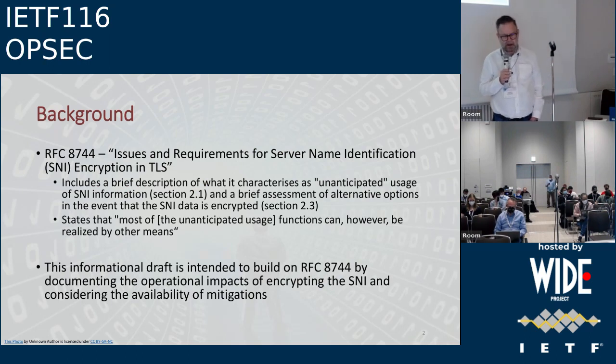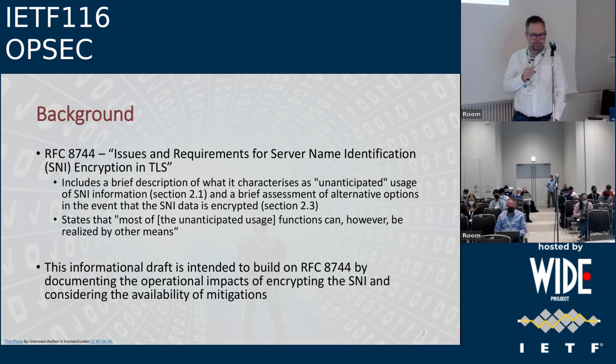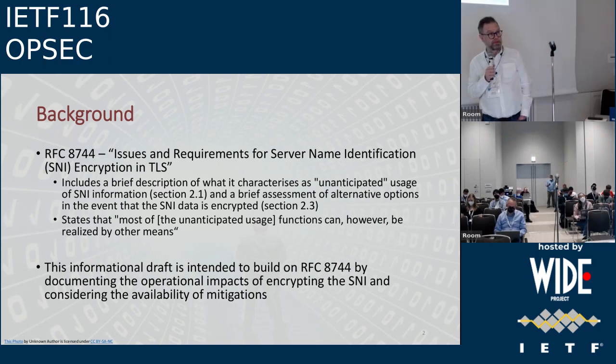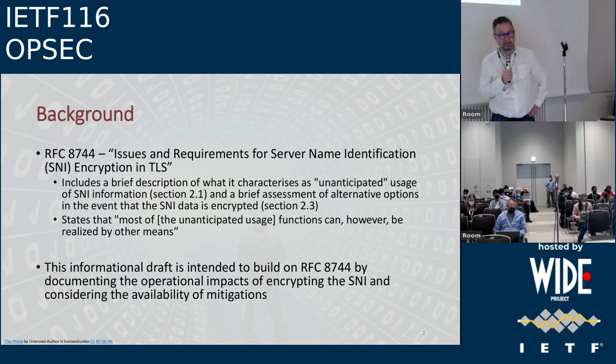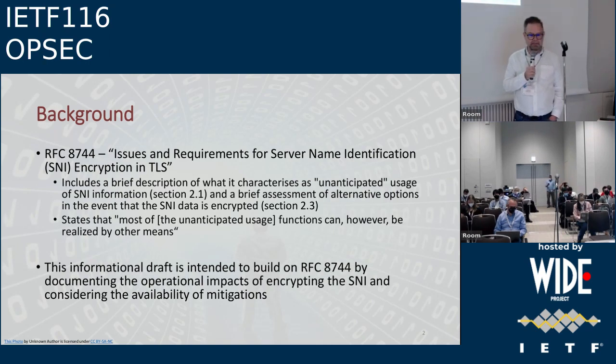As a little bit of context for the document, RFC 8744, obviously from a little while ago now, looked at some of the issues and requirements for the encryption of SNI within TLS 1.3 and later. There's a brief mention within it where the document characterizes unanticipated usage of SNI information. It gives a brief assessment of some of the alternative options in the event that the SNI data is encrypted, and suggests that most of those unanticipated usage functions can probably be realized by other means.